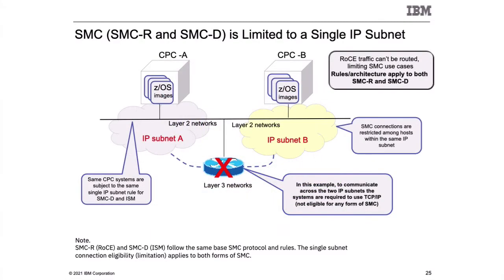With the initial versions of SMC-R and SMC-D, one of the rules that has limited the general use cases is that traffic using SMC is not routable. Both peers need to be on the same layer 2 network. Because they follow the same SMC protocol and rules, both SMC-R and SMC-D require a single subnet. If the peers are on different subnets, this will be detected prior to RDMA negotiation, and the connection will remain as a TCP-based connection.